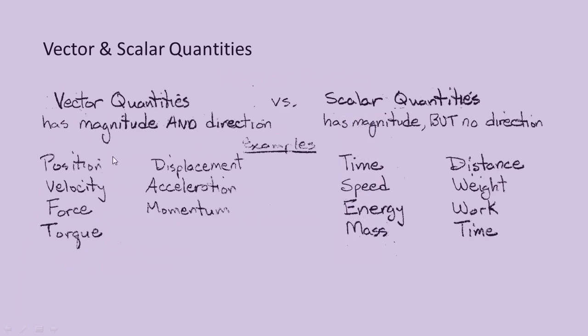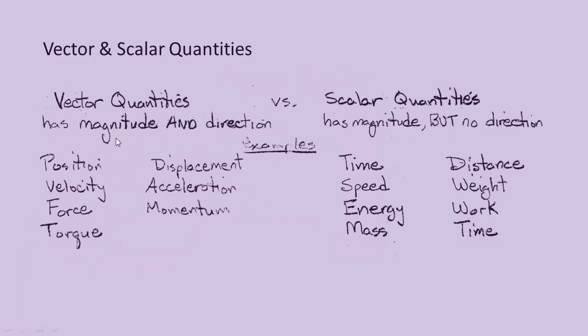First, let's talk about vector quantities and scalar quantities. Vector quantities have magnitude and direction. Scalar quantities have magnitude but no direction. So here are some examples of vector quantities: position, velocity, force, torque, displacement, acceleration, momentum. These are the common vectors we'll be studying in mechanics.